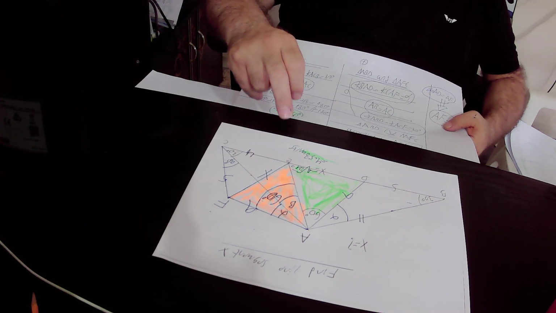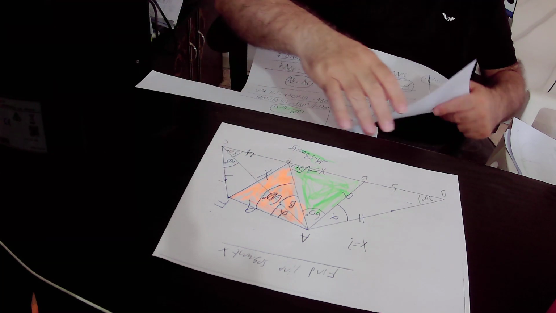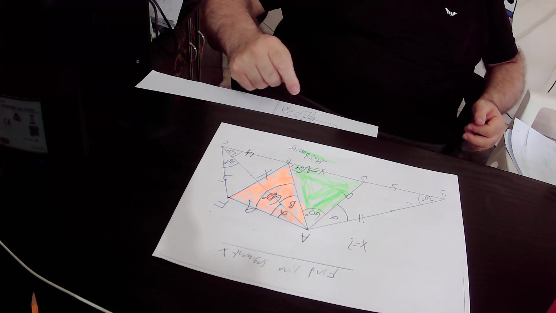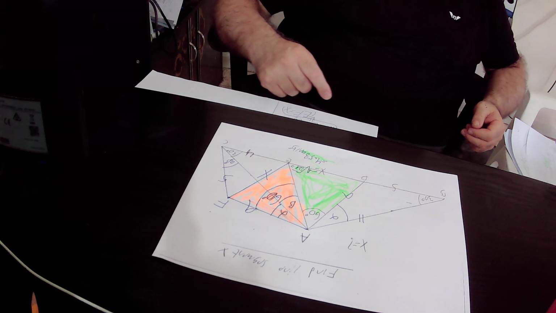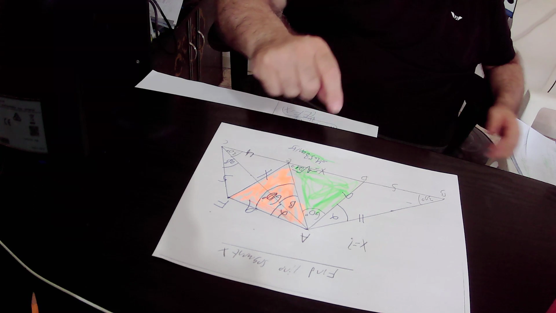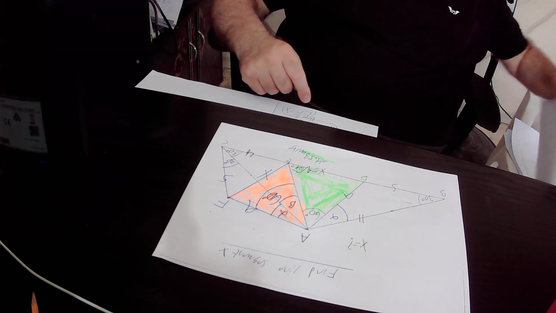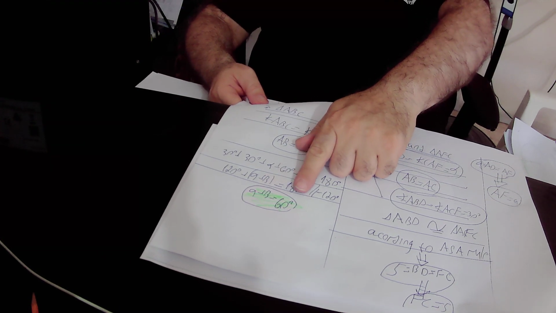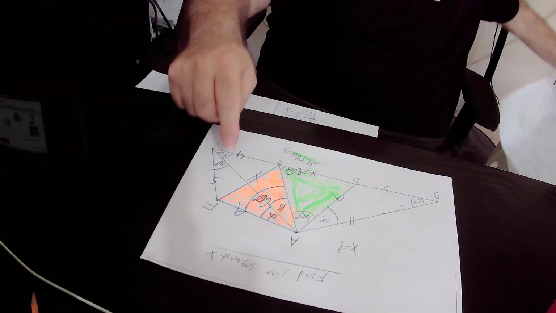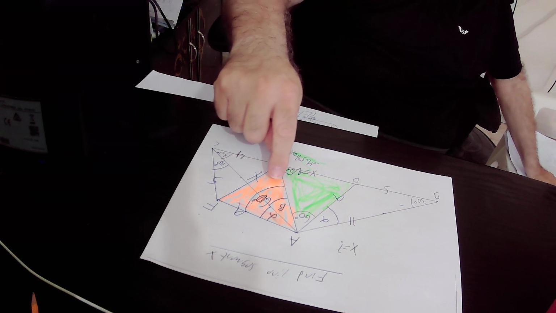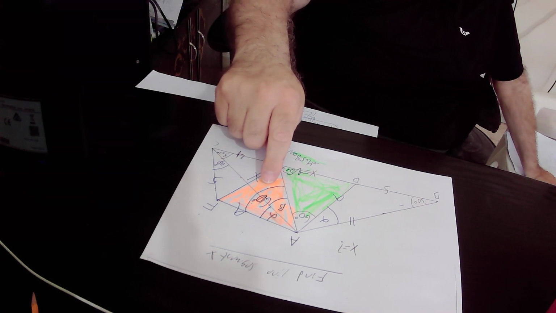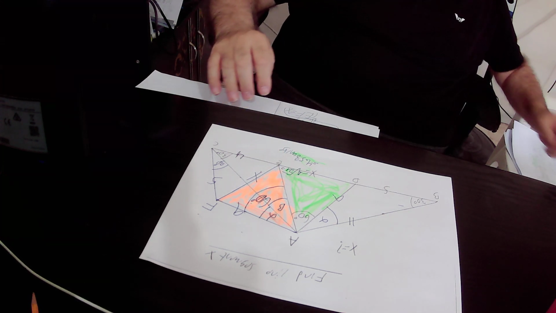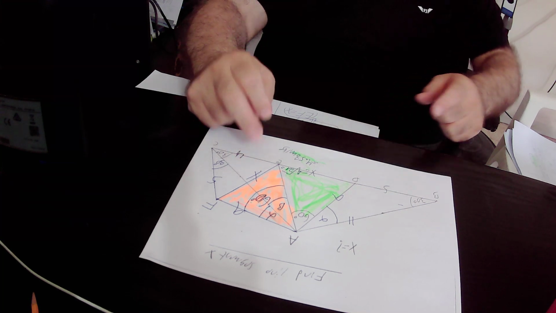In the next step, we join points E and F together by a straight line, and we prove that the green triangle is congruent to the orange triangle. But before that, we actually proved that in the orange triangle, angle alpha plus beta equals 60 degrees. That is to say, this angle AFE of the orange triangle, which is equal to alpha plus beta, is equal to 60 degrees. Okay, so why is the green triangle congruent to the orange triangle?